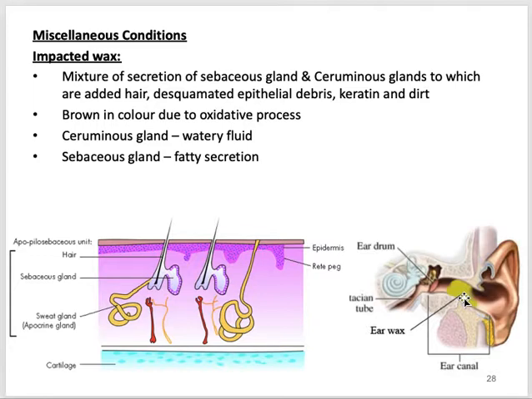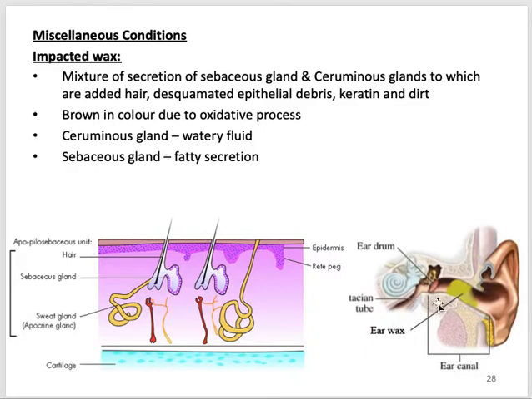So, what is the function of the wax? Wax is basically a protective thing, and usually it dries up and is expelled through the meatus by the movement of the jaw. Some people produce more wax and some people produce less wax.